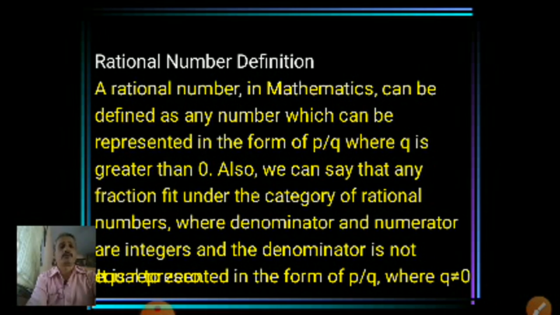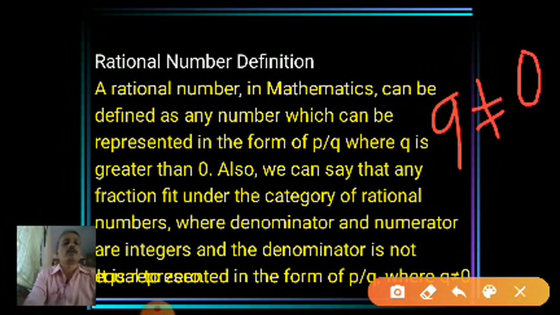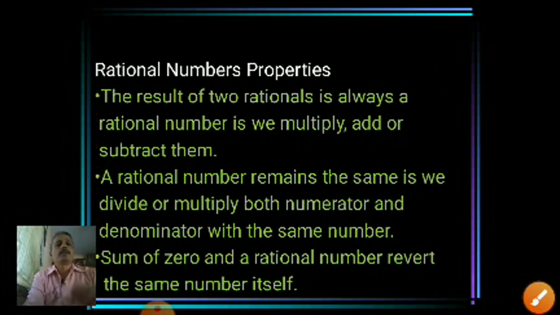Also, we can say that any fraction fits under the category of rational numbers where denominator and numerator are integers. Be careful. Integer means negative number, positive number, and 0, and the denominator does not become 0. That means in mathematical form, q is not equal to 0. This is the sign of not equal to. Yes, good.